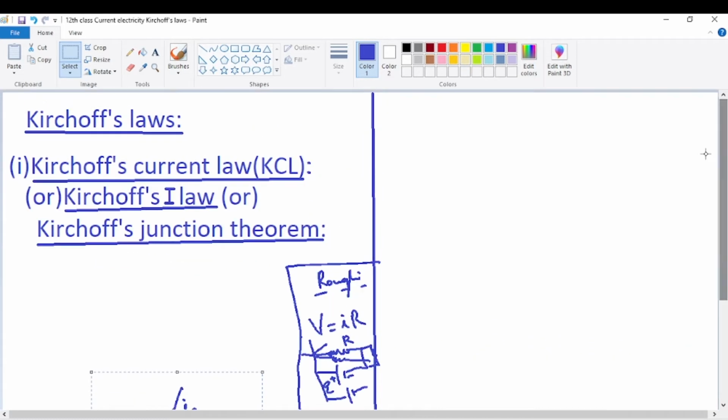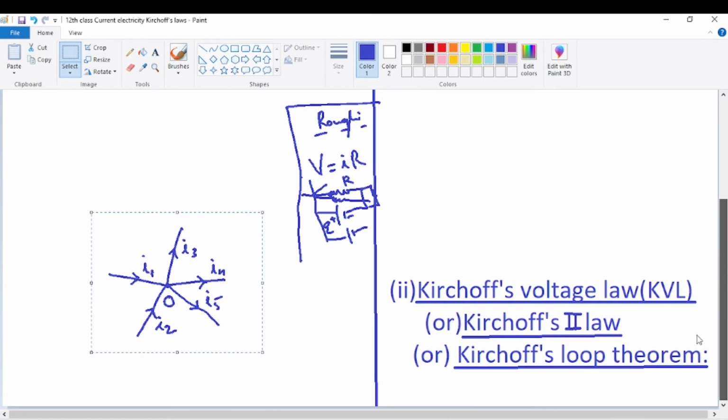KCL. So KCL, just remember the short form KCL, Kirchhoff's Current Law. It's nothing but a modified form, or a direct consequence, of the law of conservation of charge. Now, we have three very powerful conservation laws: the law of conservation of mass, the law of conservation of energy.